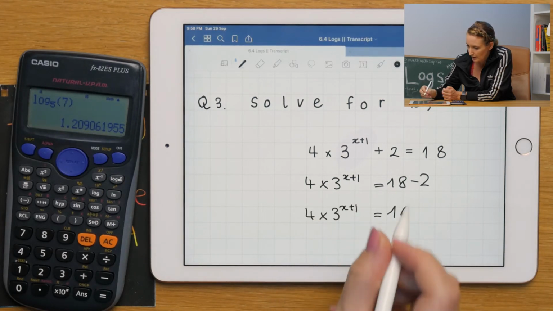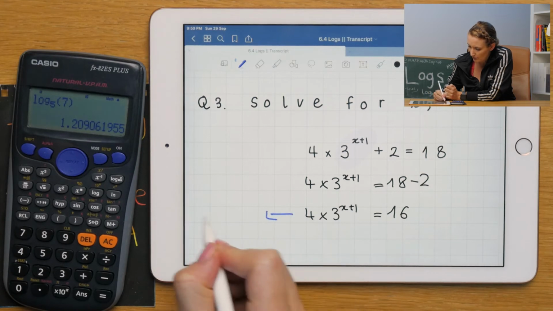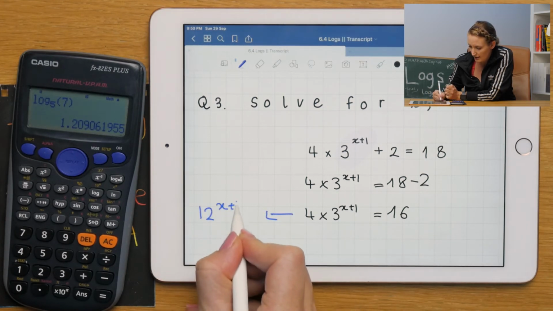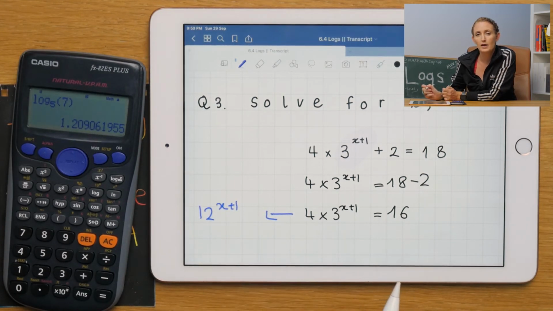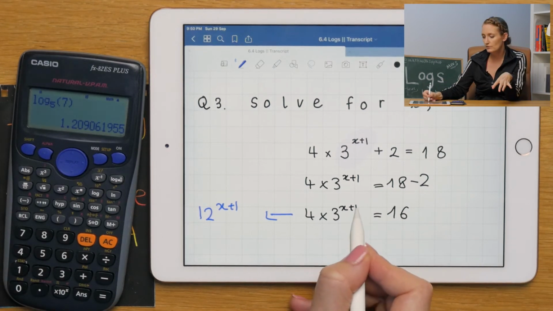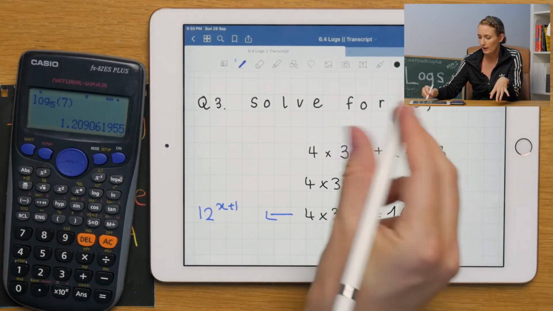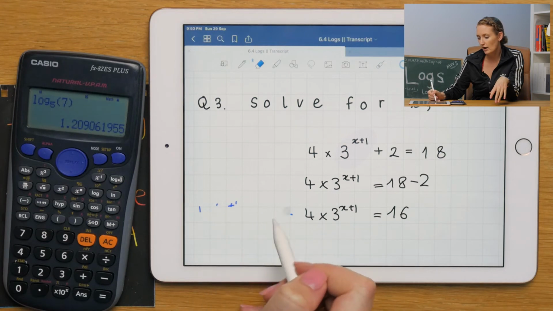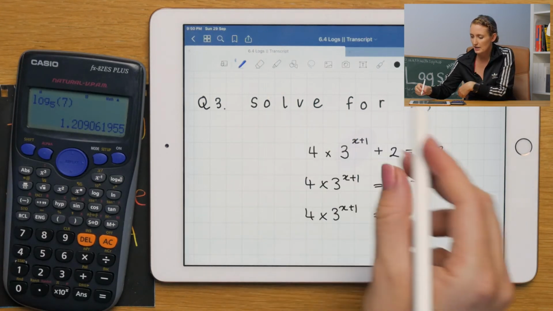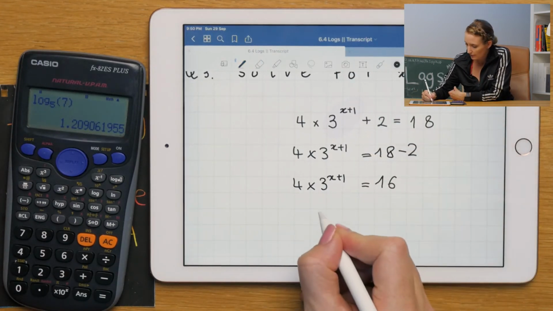Now, I want to be really clear. I saw someone do this a couple days ago. Oh, well, this is the same as that. Those are not the same. And the reason is BIDMAS. You would always do the power before you would do the multiply. We're going to move the times by 4 to the other side, and it will become divide by 4.